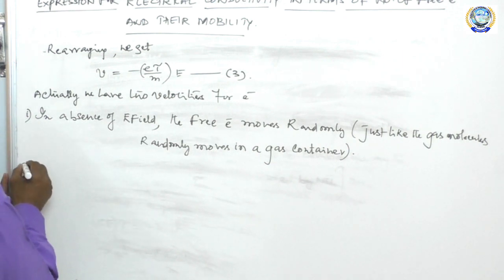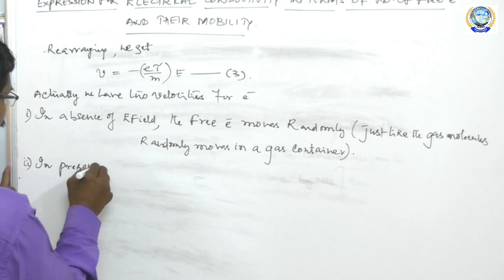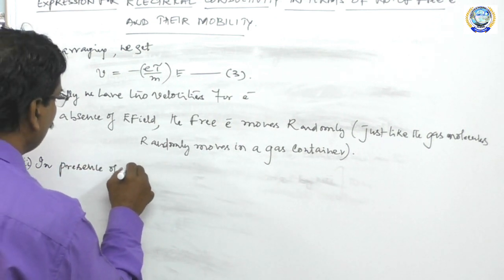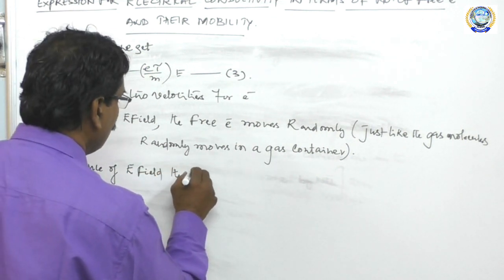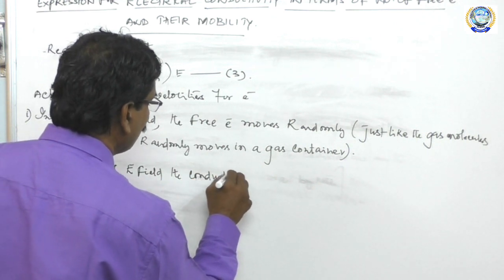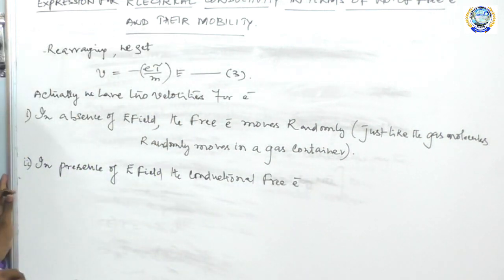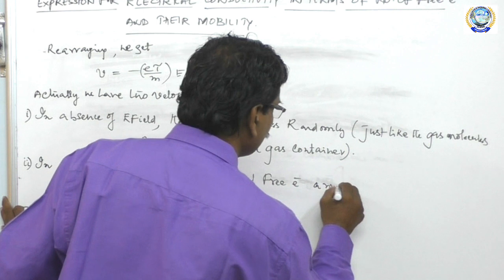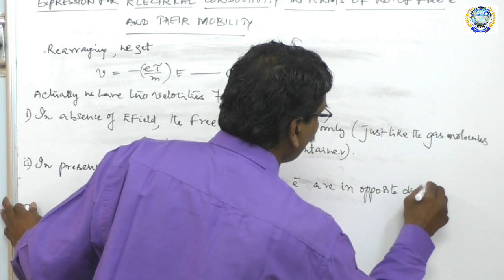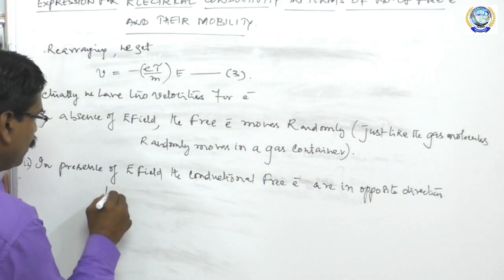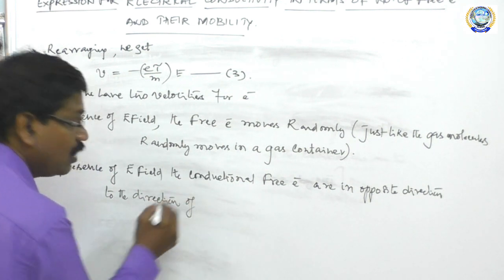The second case is, in presence of electric field, the conduction free electrons move in opposite direction to the direction of applied electric field.